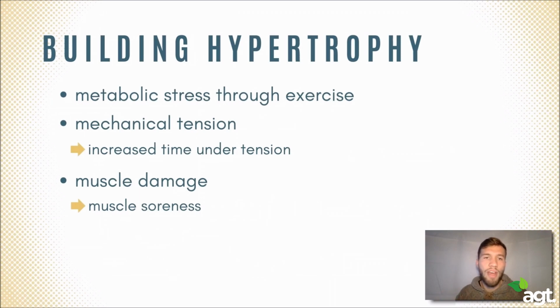There's a few different factors that indicate if we are building hypertrophy or muscle mass. The first one is metabolic stress through exercise, which is also known as the pump that we feel when we're training, when we're working out. Second is mechanical tension, which means we increase the time under tension, so we're performing more reps, performing more exercise. The last one is the muscle damage we feel after exercising, or also known as muscle soreness.